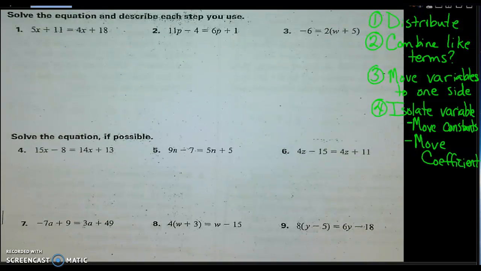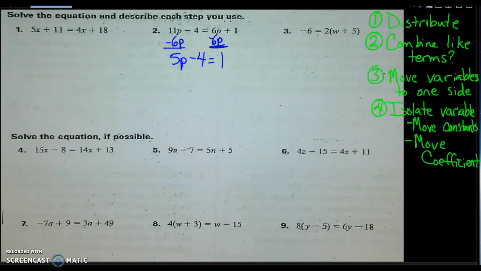So looking at number 2, do I have to distribute? No. Do I have to combine like terms? No. But do I have to move variables to one side? Yes, I do. I'm going to choose to move 6p because it has the smallest coefficient, and that's going to leave me with a positive coefficient to deal with on this side, which is going to make things easier for me.